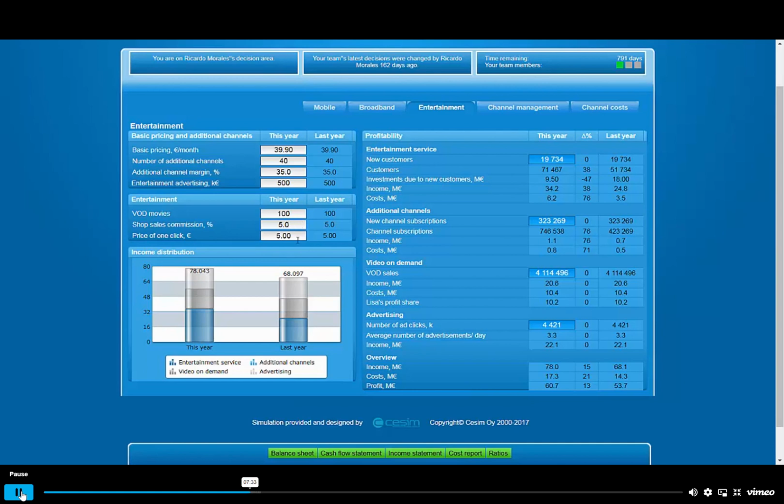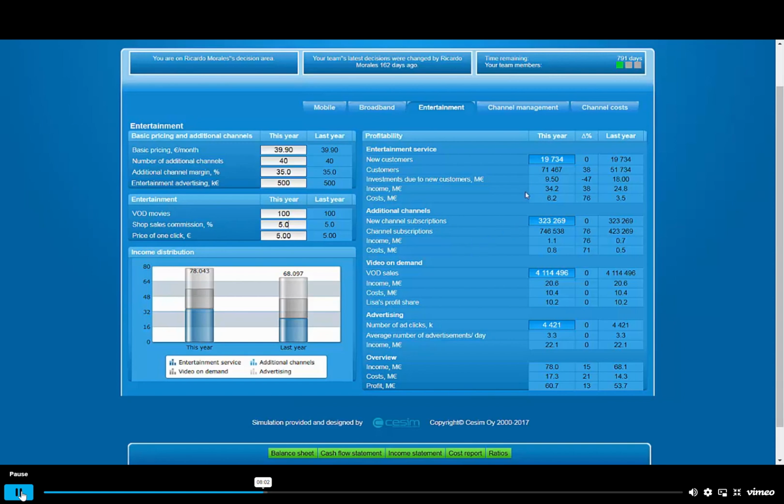And then we have one decision here related to the advertising revenues. We are able to sell advertising through our entertainment portal, and depending on how we set this price per click, we attract the advertisers' attention, which is also dependent on the number of users that we have in our entertainment portal.